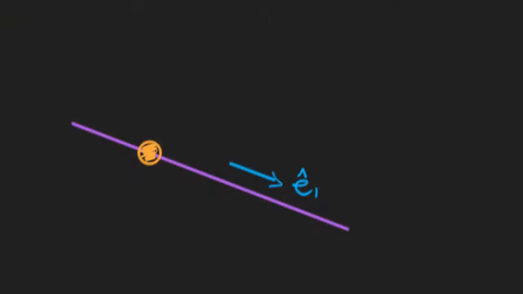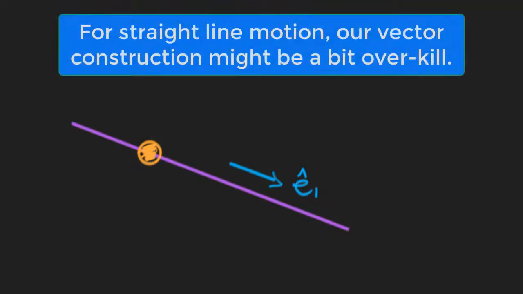Now the final takeaway is one we haven't really discussed yet, but it's this. For straight line motion, our vector construction, the one we just went through, might be a bit overkill for this situation. So let me illustrate. If I have an object that's constrained to move just along a straight line, then I can write the position vector, at least the one for the motion we just saw, as something like A times sine omega t in the e hat 1 direction, right? So a nice sinusoidal motion along that straight line.